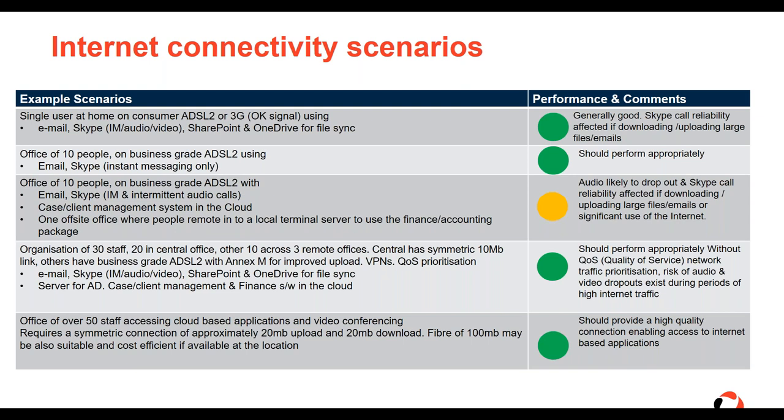Particularly if you're around 30 staff and you've got a local server, you don't rely as much on the internet, but it also depends. People are VPNing in and wanting to use the VoIP phones and all those sort of things. QoS is quality of service for your VoIP phones. If you're running your phones over your internet, that's a whole other issue. And then if you've got over 50 in your office and you're using mostly cloud, you probably need those sort of fiber applications, which are becoming more and more common and more available.